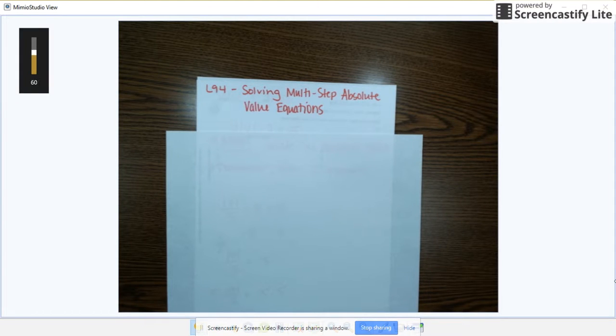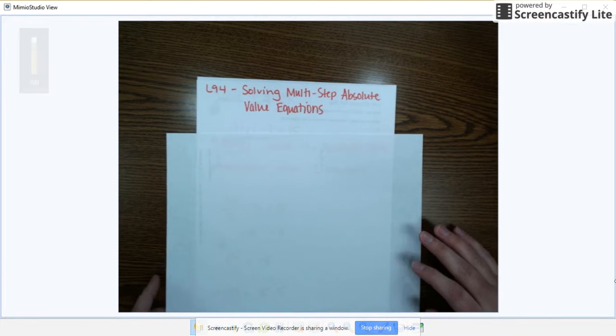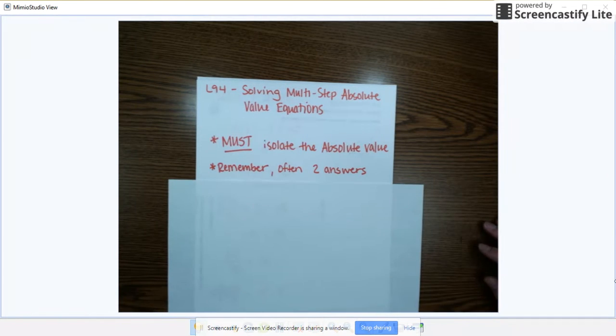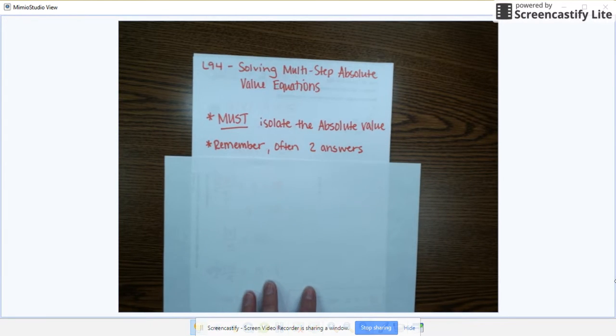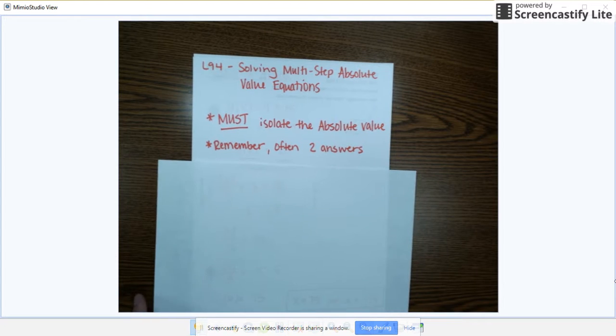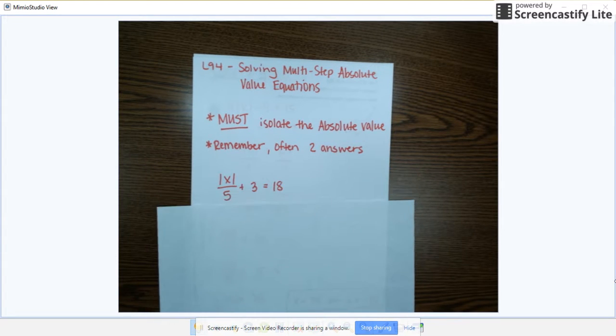Alrighty, guys. So today we are going to solve multi-step absolute value equations. Couple reminders from the other day. You have to isolate the absolute value bars, and generally we're going to have two answers. So we're going to just run through a couple examples really quick.